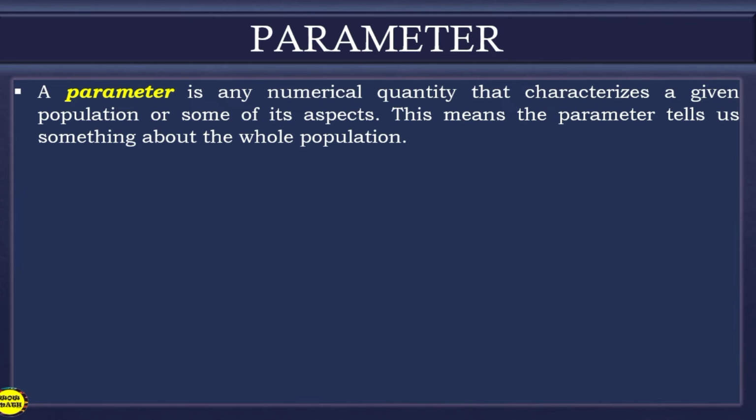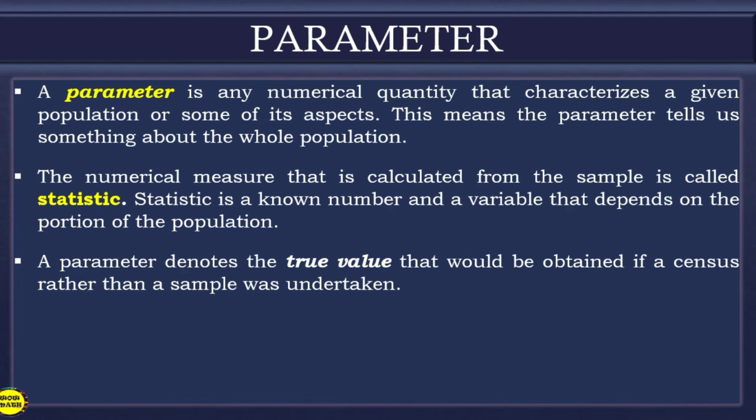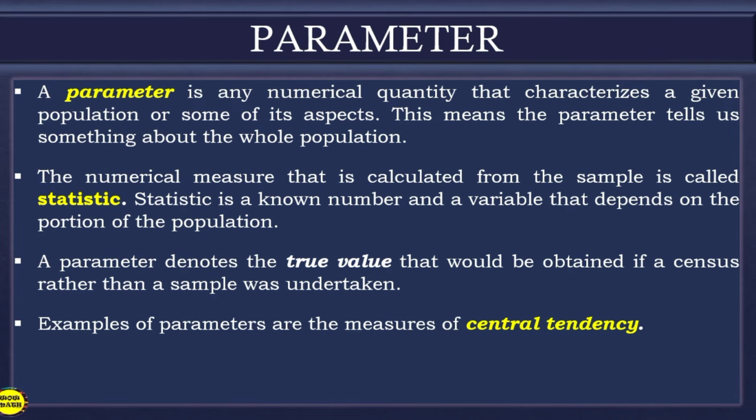Okay? So, the numerical measures that is calculated from the sample is called statistic. Kung yung tawag natin sa quantity or measurement from the population is parameter, so from sample naman ang tawag natin statistic. Statistic without S to ha. Statistic is a number or variable that depends on the portion of the population. A parameter denotes the true value that would be obtained if a census rather than a sample was undertaken.